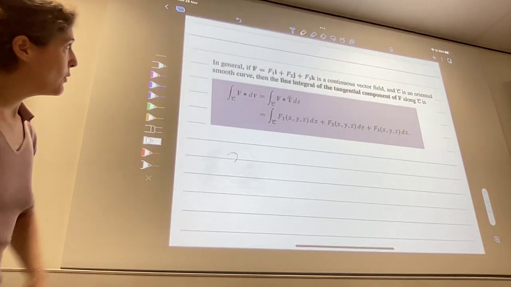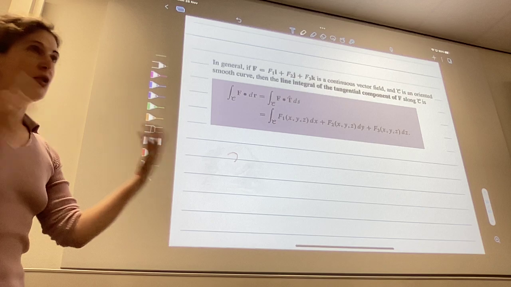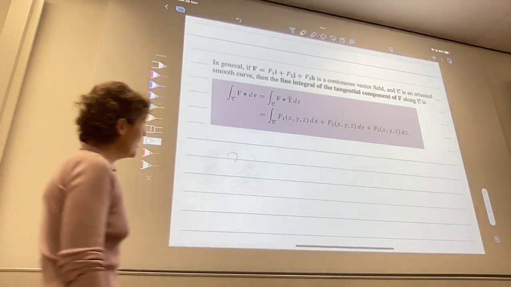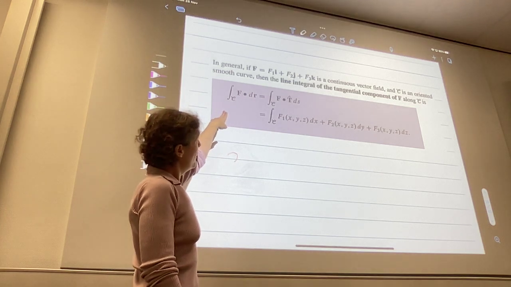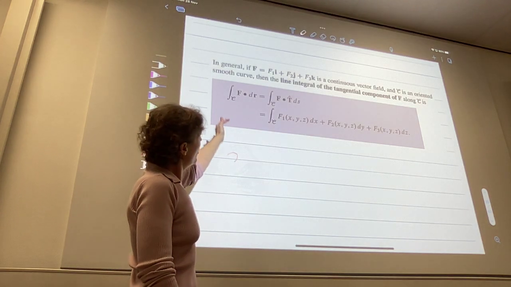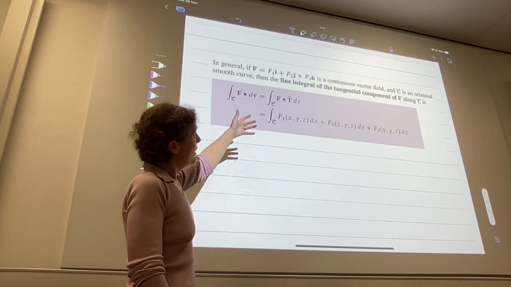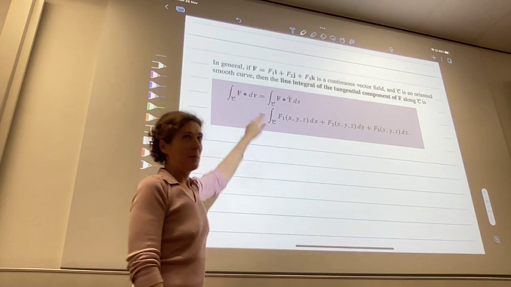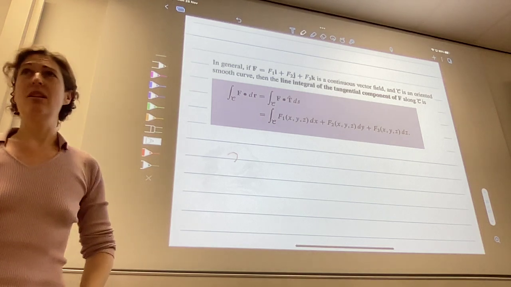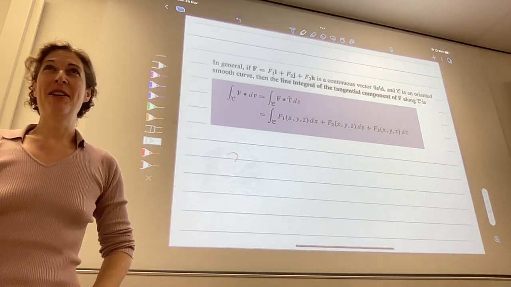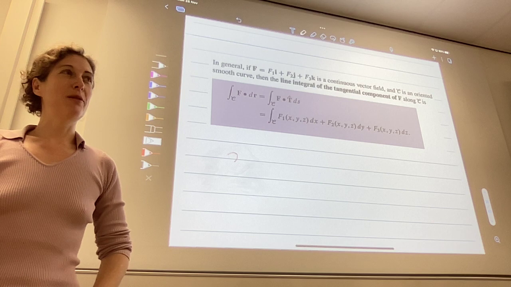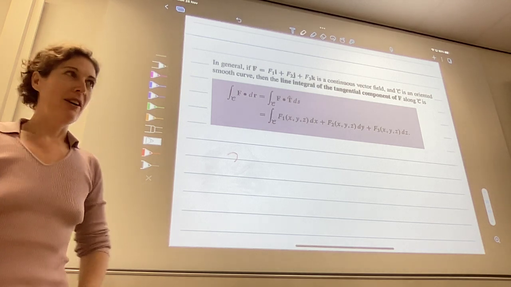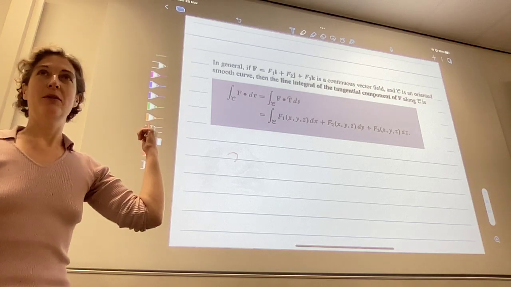Okay, so we can take what I've just said, and more generally, now we're not thinking about work, we're just saying, okay, find this integral. If we want to find the integral of a vector field along a curve, then the line integral of the tangential component is given by this. Okay, if it's feeling like what the hell, just remember what you're doing is you're finding the work done by that force along that curve.